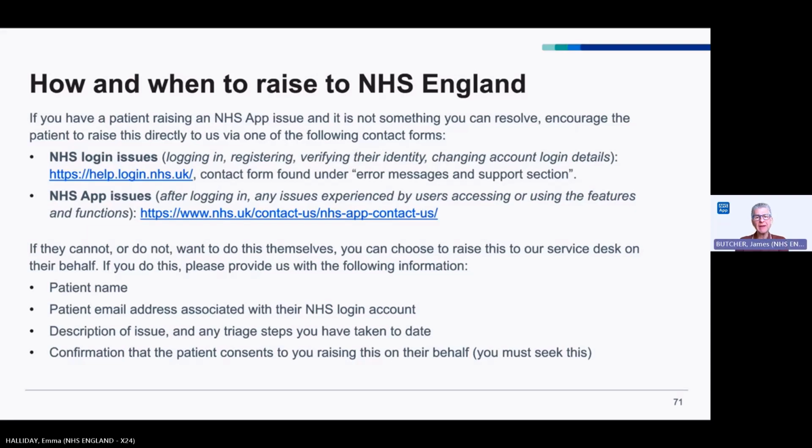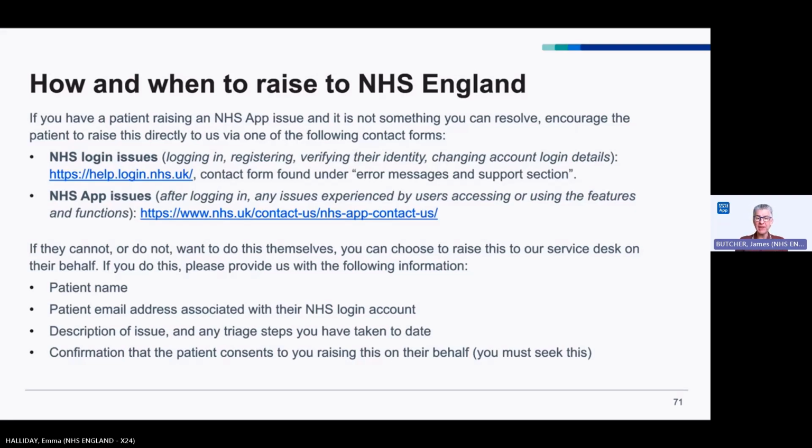So we have an NHS app and an NHS login service desk, and they're there to sort out complex technical problems. We realise that some of the technical issues could be resolved at a practice level, but perhaps there isn't enough information in the system at the present time, or at least there hasn't been historically. So we wanted to share some of the common problems and the guidance that's available with you.